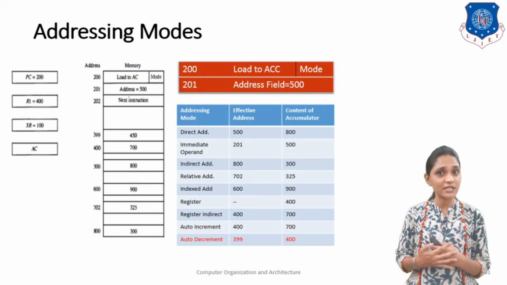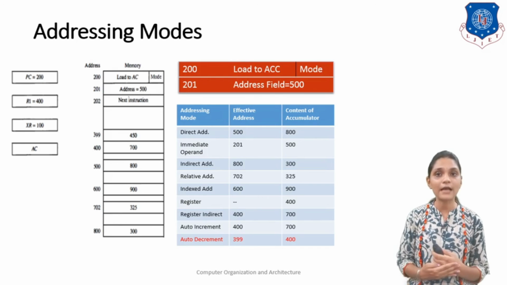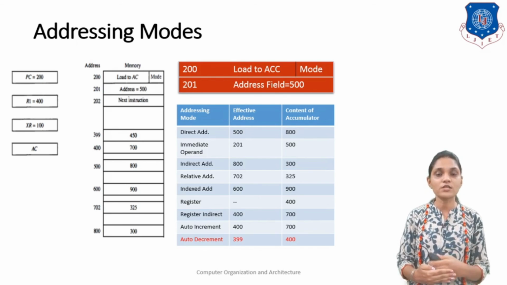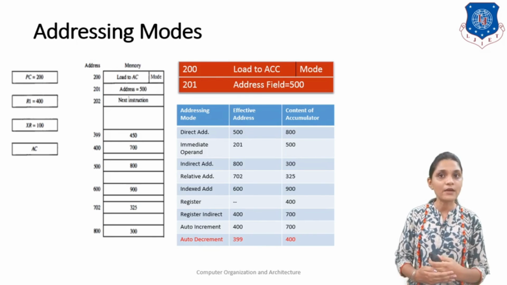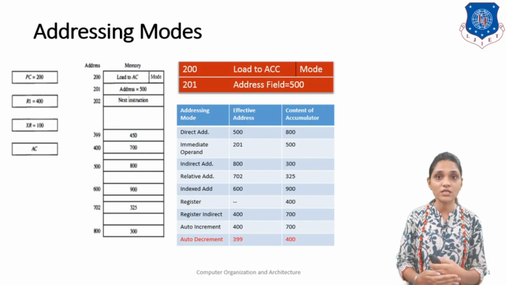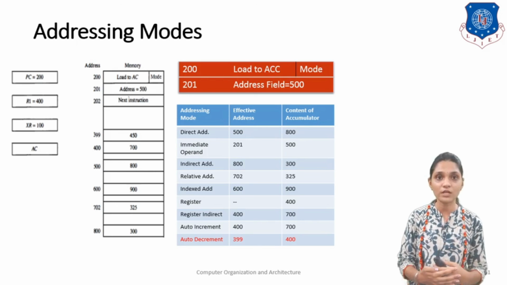Next one is an auto decrement addressing mode. In this addressing mode, first the content of register R1 is going to be decremented, and then the content of that location is going to be stored into the accumulator. So here the content of register R1 by default is 400. So first it is decremented by 1. So the content will be 399, and after decrementing, the content of that decremented location is going to be stored into the accumulator, that is 450, at the end of your instruction.